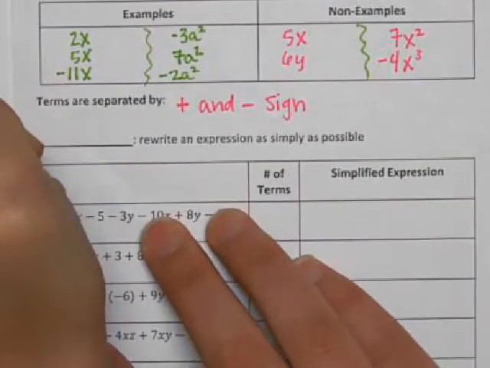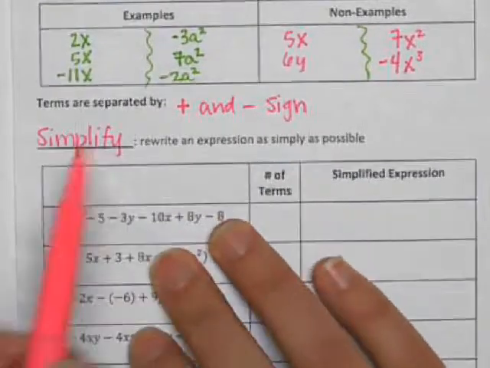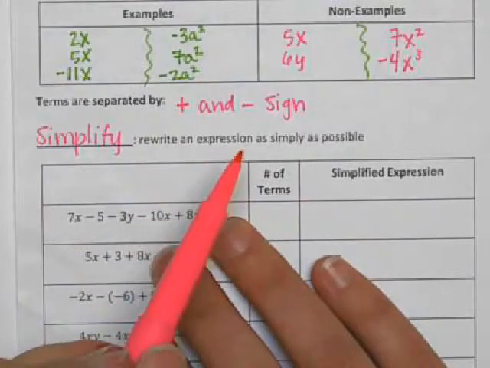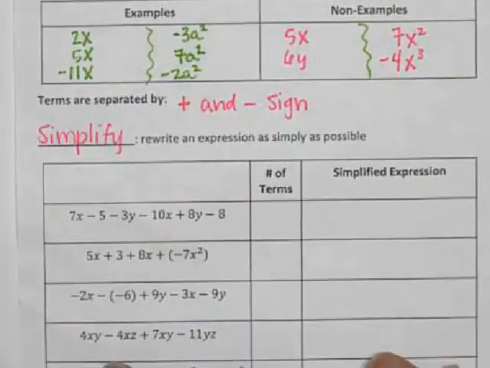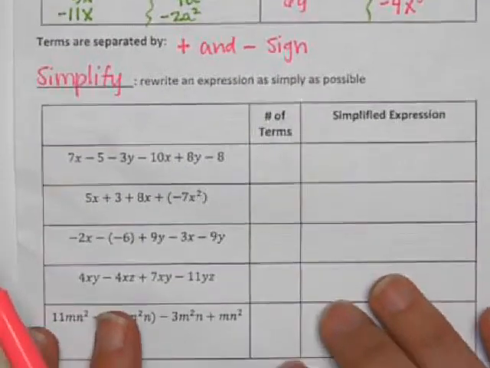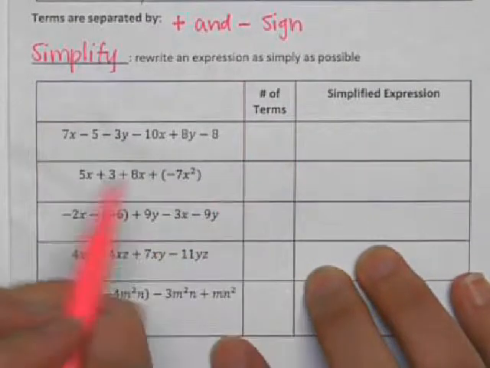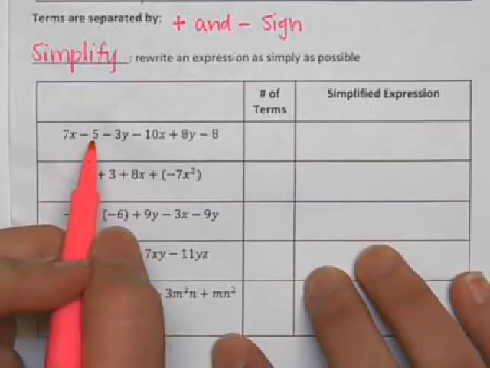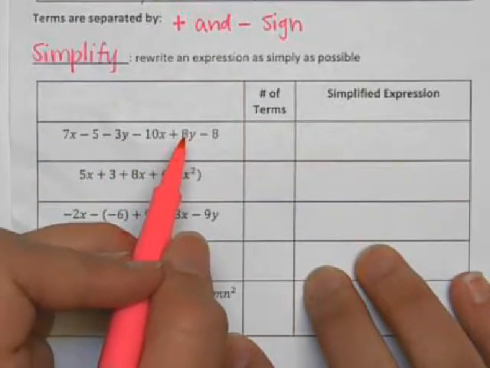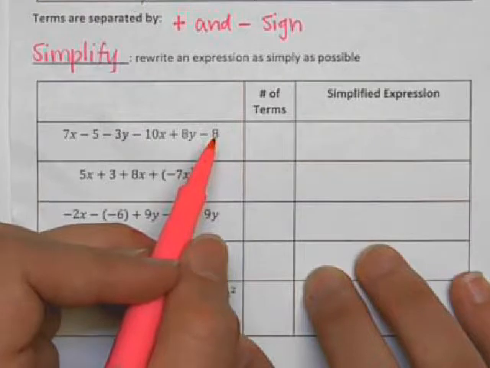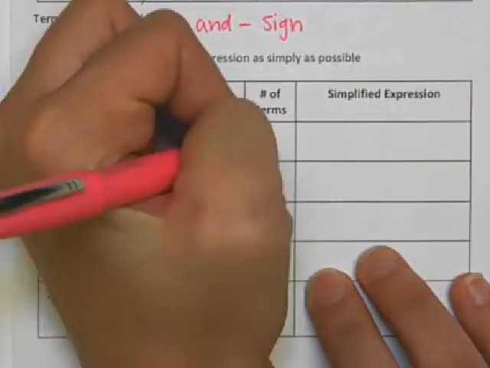And then this blank is simplify. And simplify means to rewrite an expression as simply as possible. Okay, so we're going to rewrite all of these as simply as possible. And I'll show you how we're going to do that. So to start the first one, first it's asking for the number of terms. Well, 7x is a term, negative 5 is a term, negative 3y is a term, negative 10x is a term, positive 8y is a term, and negative 8 is a term. So I've got 1, 2, 3, 4, 5, 6 terms.